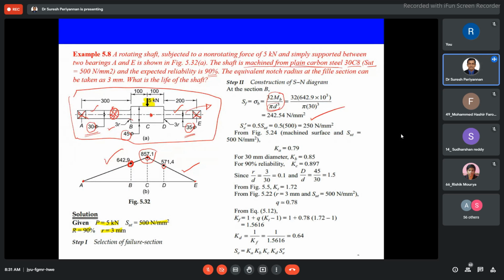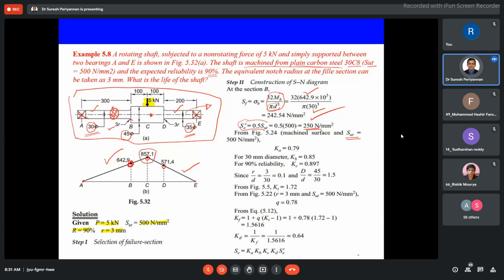Okay, bending stress. While finding the bending stress, we are considering 30 mm diameter of this shaft, and here we are considering the corresponding bending moment 642.9 Newton meter. Now we come to the standard design. Sc is equal to 0.5 SUT, we already discussed this formula, which is 250 Newton per mm square. Now for the machined shaft surface, SUT is equal to 500 Newton per mm square. Go to the table. This belongs to plain carbon steel.